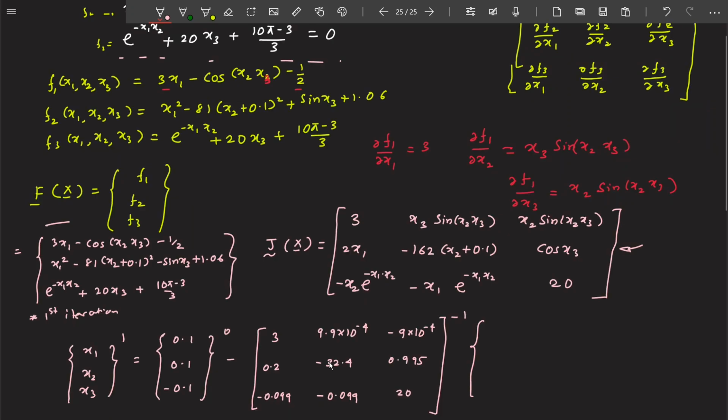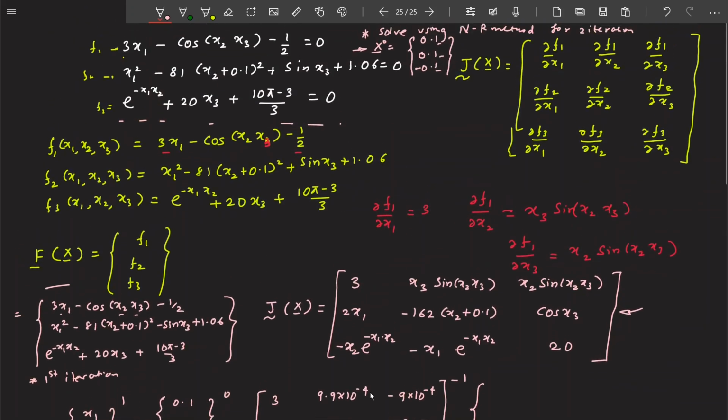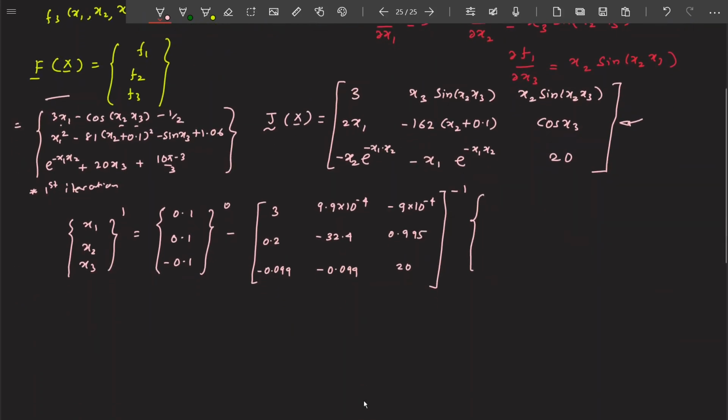so you'll just substitute the value from the previous iteration. That is the value of x1, x2 and x3 from the previous iteration, that means the initial values, that is 0.1, 0.1 and minus 0.1. If you do that, you will find the value that you are getting is minus 1.199, minus 2.269, 8.462.